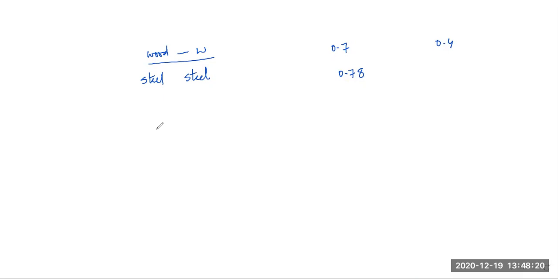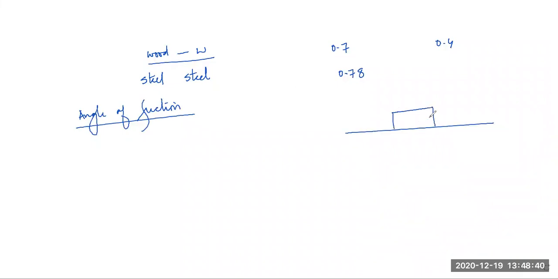Okay, that's good. Now, students, then we have angle of friction. What is this angle of friction, guys? See, this is a block. Let me define it. Angle of friction between any two surfaces in contact is defined as the angle which the resultant of force of limiting friction F and normal reaction makes with the direction of normal reaction.